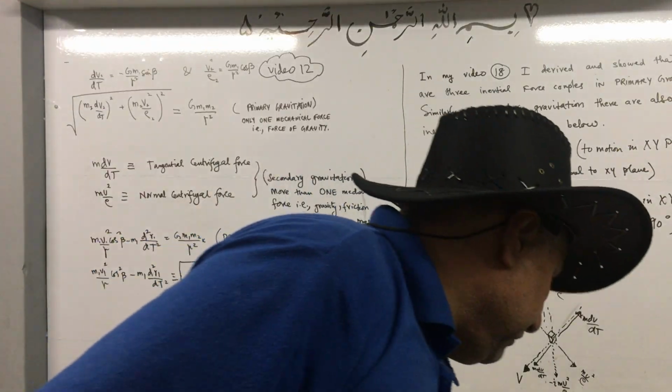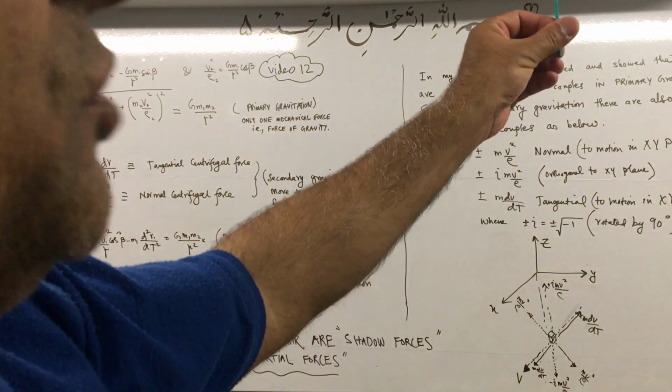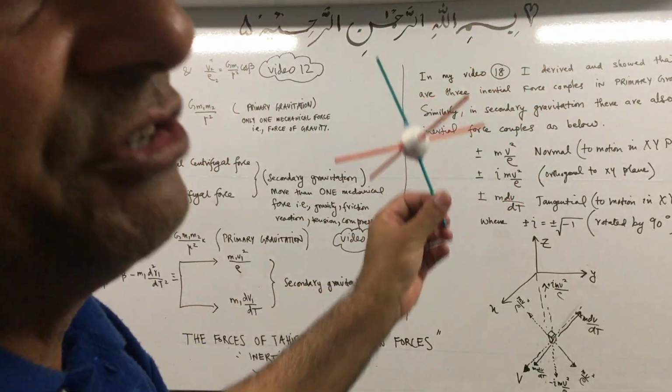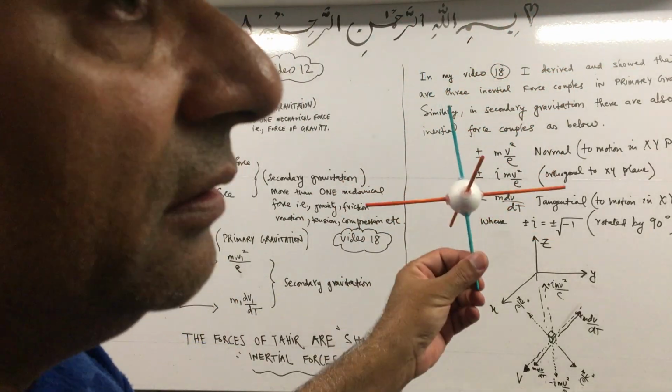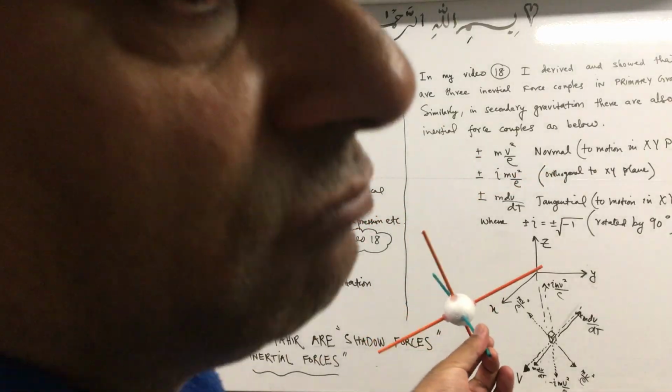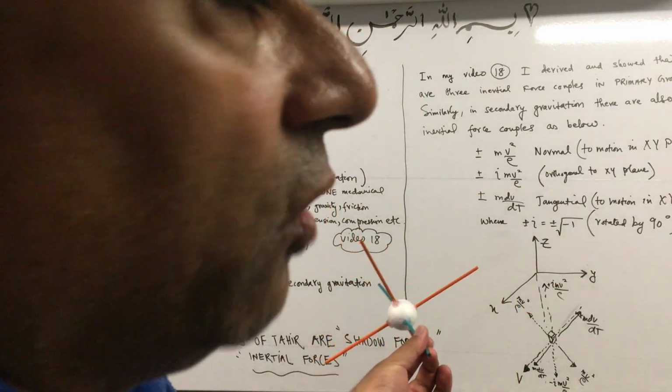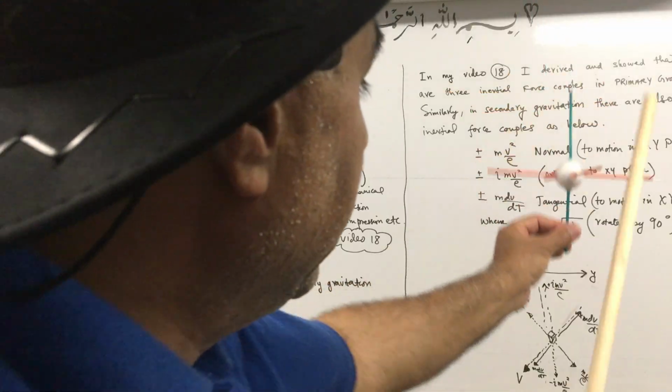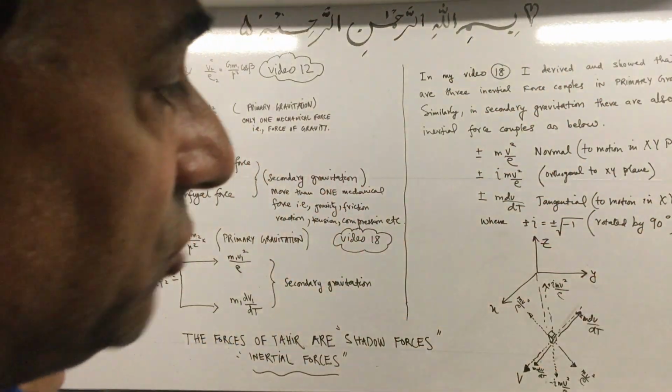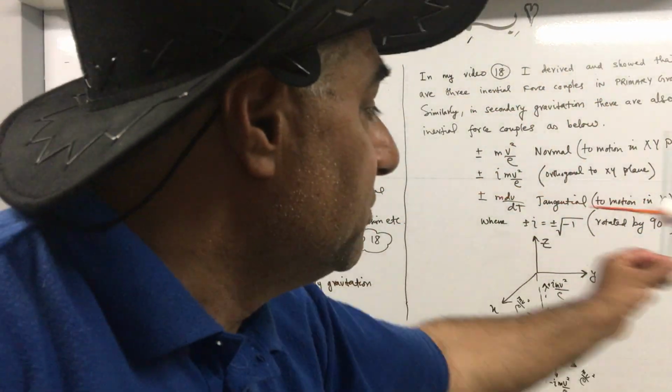So in secondary gravitation, first of all, there is no binary system. One particle is moving and we have to solve that particle, whatever we want to solve. Okay, the particle is moving. Let's say this is the horizontal plane, the xy plane. The particle is moving like this.